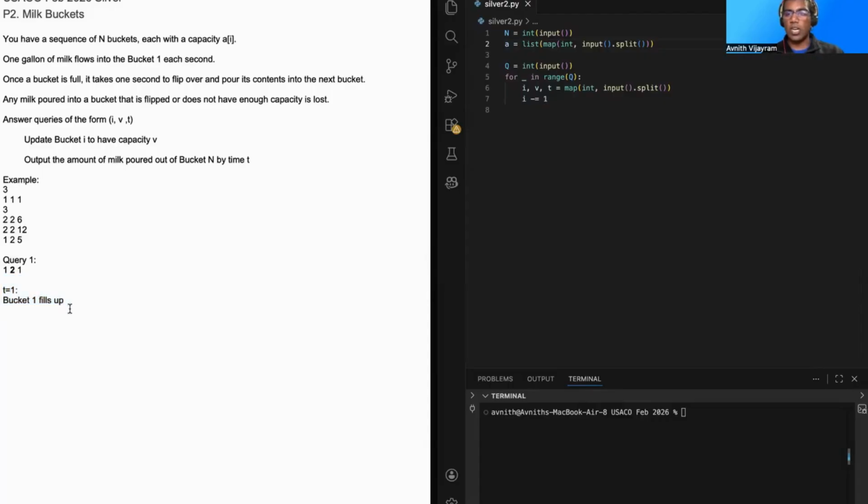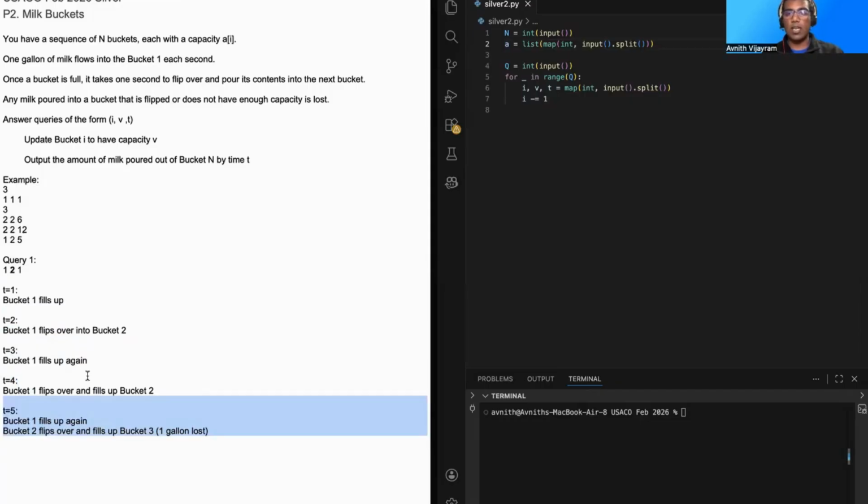So the first moment in time, 1 gallon of milk pours into the first bucket, which fills it up. So on the next second, it will flip over and pour its contents into bucket 2. So now bucket 2 is halfway full. So we need more milk to flow into bucket 2. So at time 3, bucket 1 fills up again, and at time 4, bucket 1 flips over into bucket 2, and now bucket 2 is full.